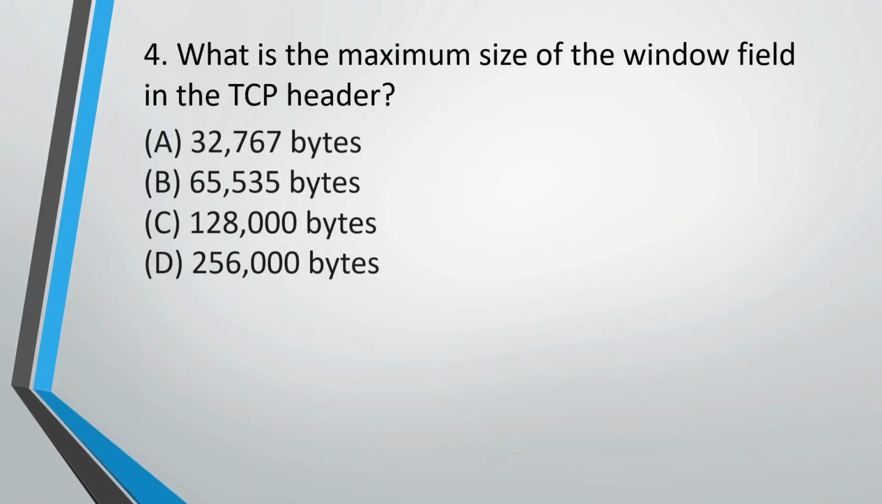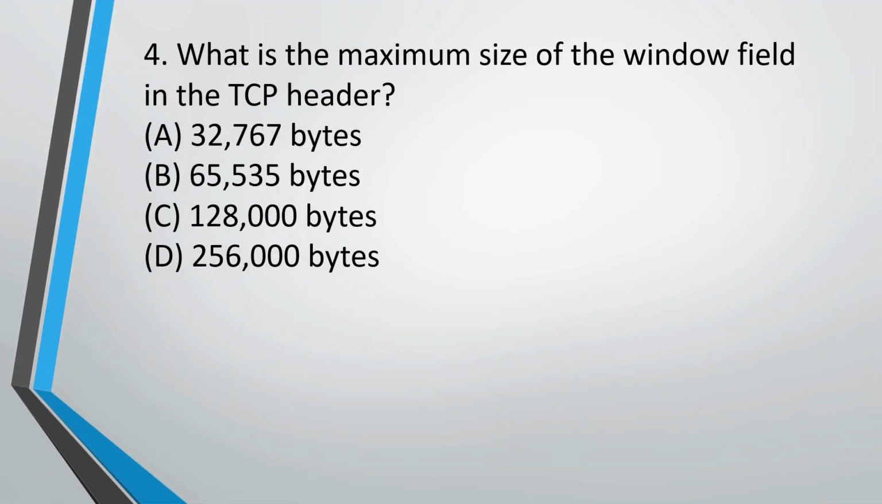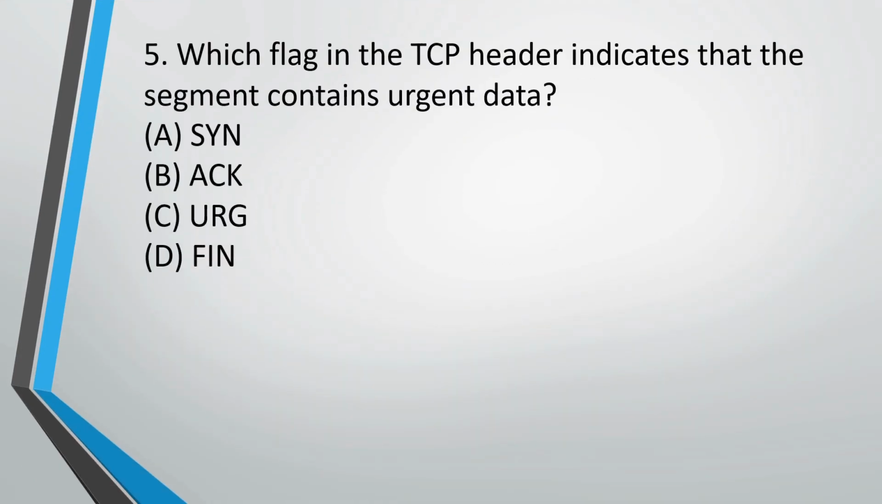And the next is: what is the maximum size of the window field in the TCP header? And the correct option is 65,535. And the next is: which flag in the TCP header indicates that the segment contains urgent data? SYN, the full form is synchronize, ACK, the full form is acknowledgement, URG, urgent, FIN, final. And the correct option is urgent.